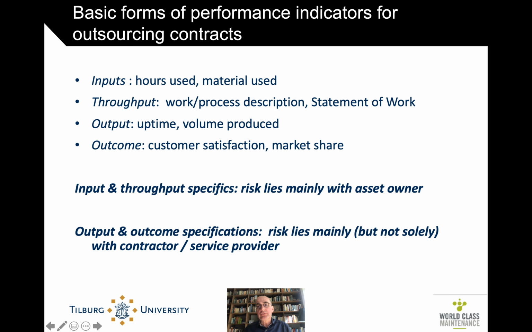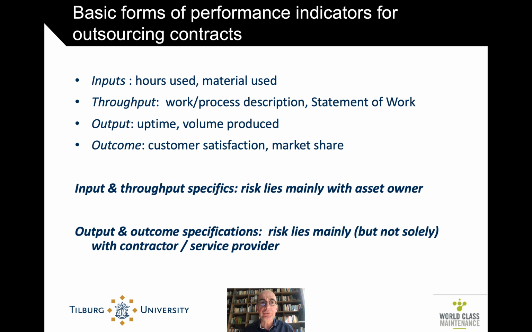Now, what is a theory? Well, basically you can have different kinds of contracts on the two extremes between input-based and output-based. On the input side, you simply compensate services for hours used, materials used. On the output side, you compensate for uptime or volume produced. You can also compensate in between for throughput, so that you actually did what you said you would do. And you can even compensate for the result of your output, the outcome, for how happy the customer is, how big your market share is. Most contracts in maintenance will be input-based and output-based, and you have performance levels.